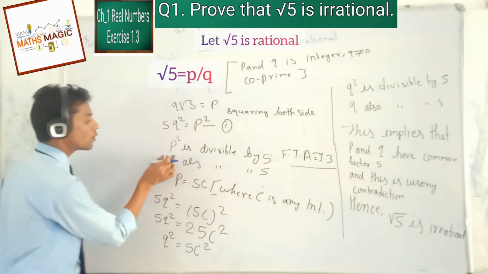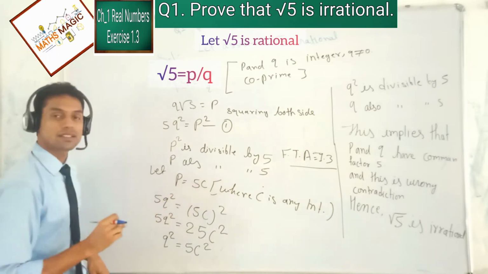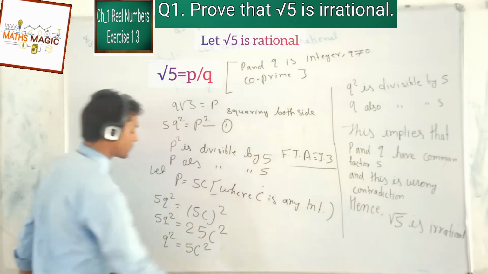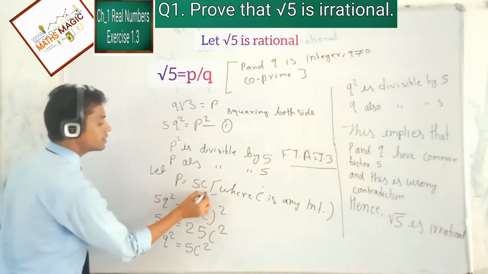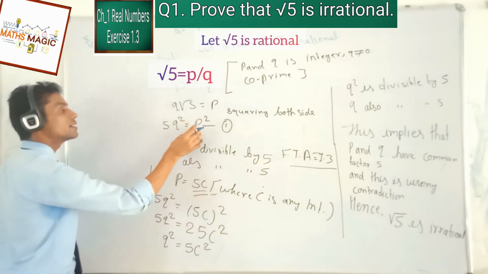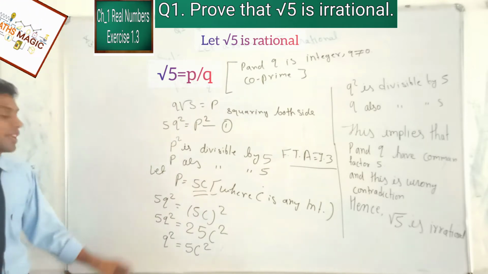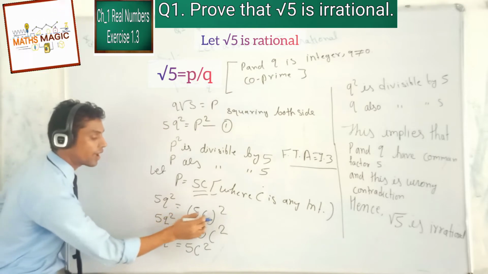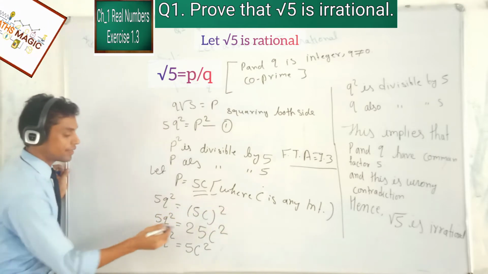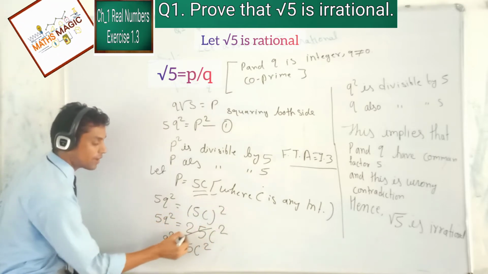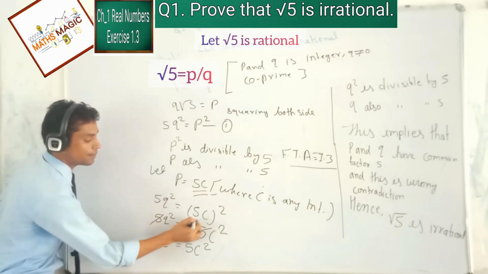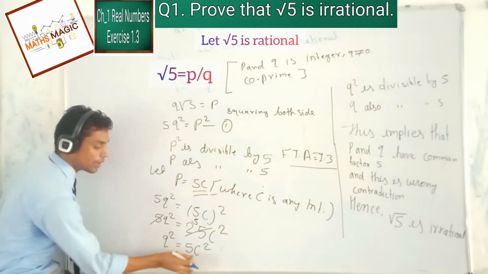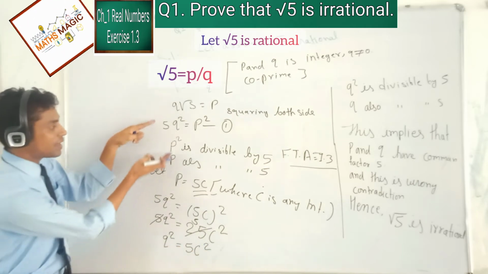Again we assume p equals 5c, where c is any integer. Now we put this value 5c in place of p. Then what do we get? 5q square equals 5c whole square, so 5 times q square equals 25c square. Let's cancel out 5 from both sides. Now q square equals 5c square.